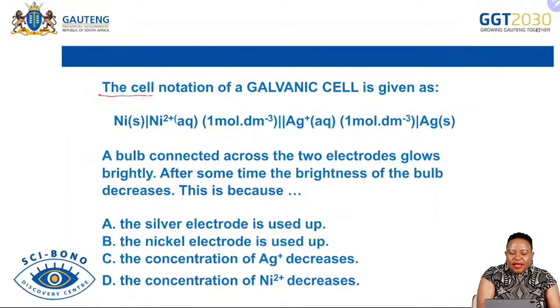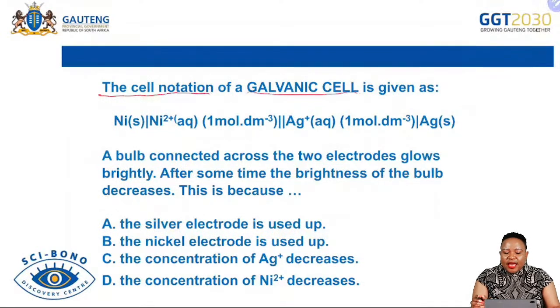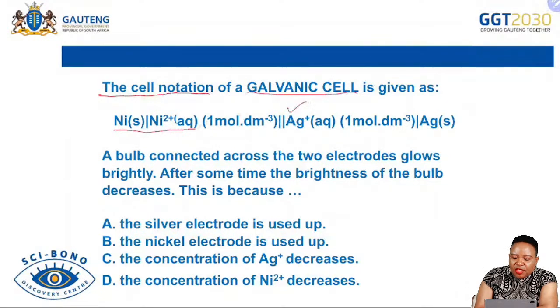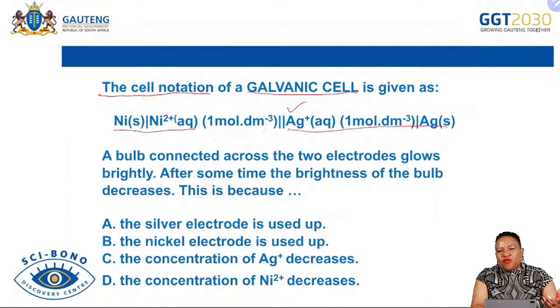Let's look at another activity where we are looking at a cell notation again. We have a nickel half cell, a bridge, and a silver ion half cell. Now, what we need to know is that when we are given any half cell in any form, we need to take it back to the oxidation half reaction, the reduction half reaction, and also the cell notation. So they say here a bulb connected across the two electrodes glows brightly. After some time, the brightness of the bulb decreases.